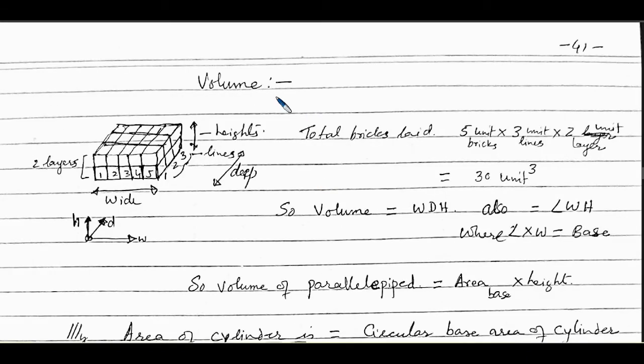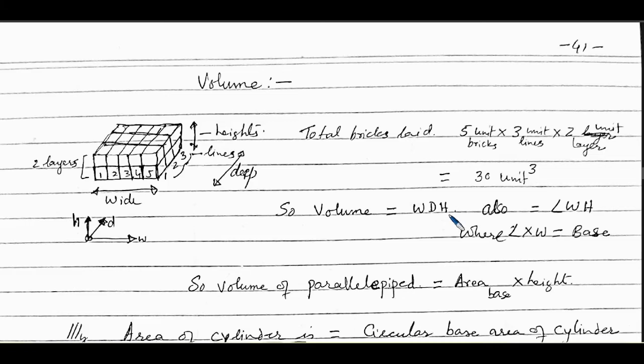Now volume, as I mentioned earlier, is a 3-dimensional quantity. Generally you have a line, then an area which is a 2-dimensional surface, and volume is 3-dimensional. So what are the 3 dimensions? This is the width, this is the depth, and this is the height. Suppose I lay 5 bricks in width, the depth is 3 bricks, and I make a height of 2 layers. So volume will be width times depth times height.